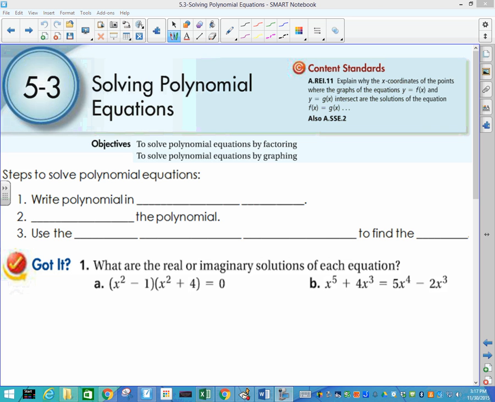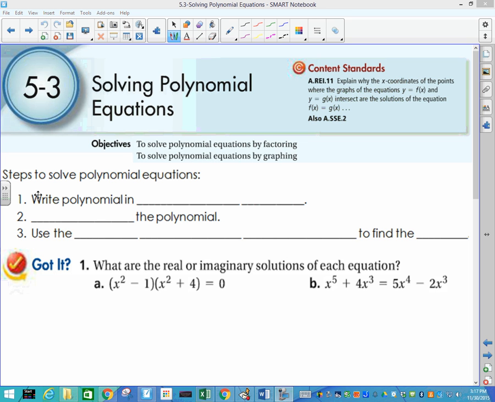Today we are talking about solving polynomial equations. This is section 5.3 out of our textbook. And we are going to solve those polynomial equations by factoring and by graphing. So, to remind you, the steps to solving.